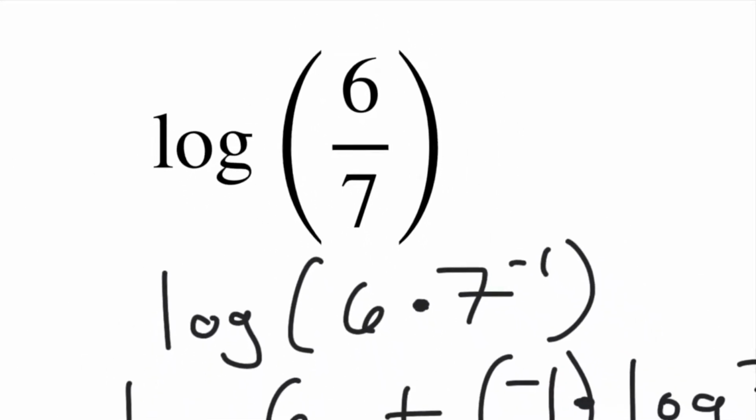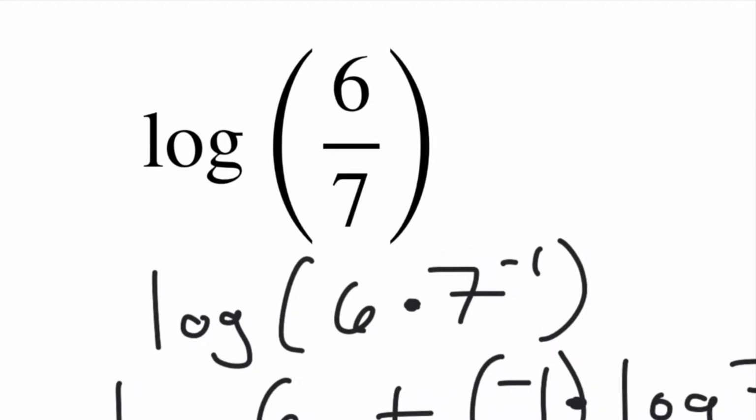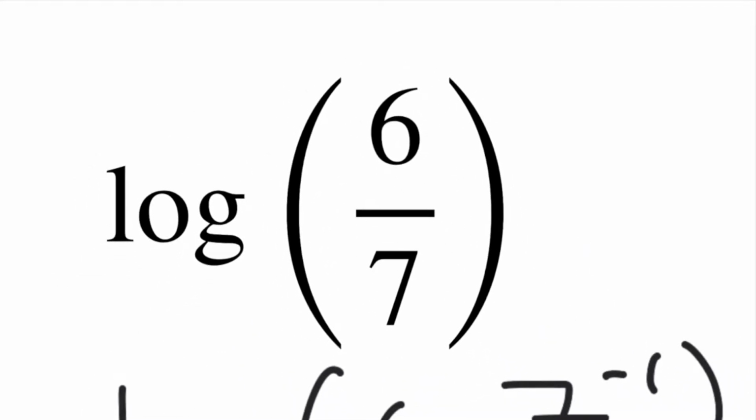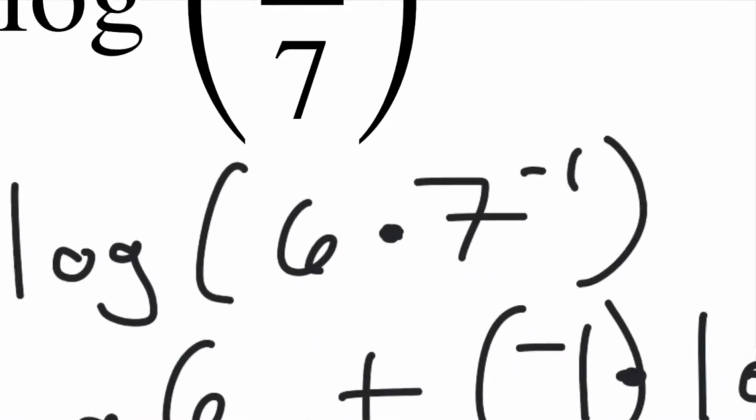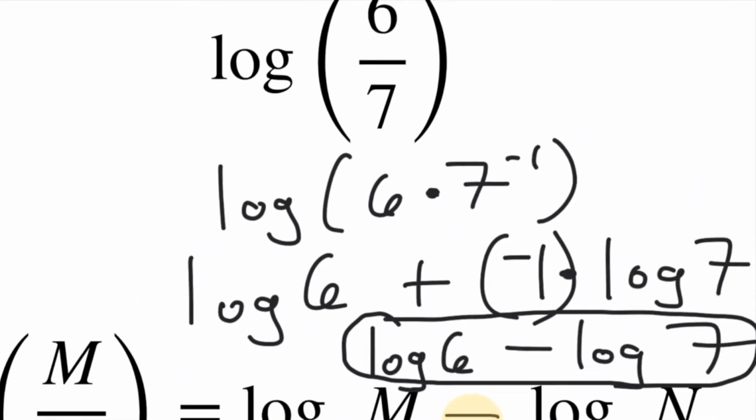Same thing here. We don't know how to deal with division exactly yet, but we can change this into 6 times 1/7, or 6 times 7 to the -1. And now, although this seems a lot easier and less confusing, this version is composed of nothing but multiplication and exponents, which we actually know how to deal with.